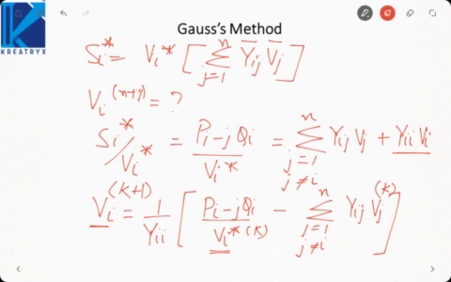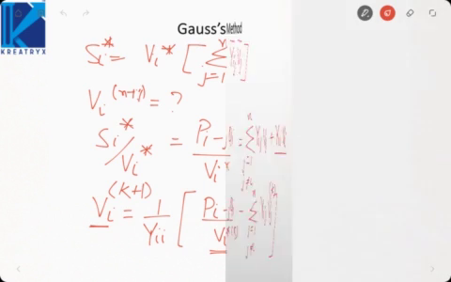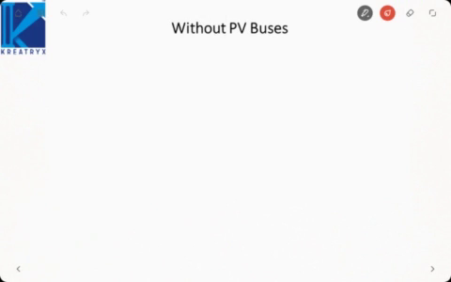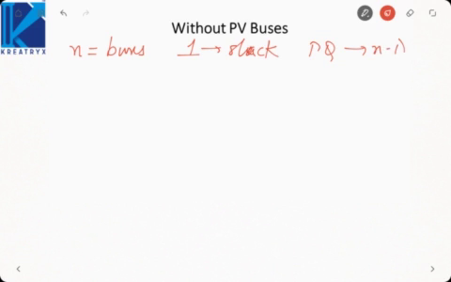Now let us see the step-by-step procedure to determine the bus voltage. First case we are considering is whenever there is no PV bus. Suppose there are n buses. One bus will be considered as slack. If there are no PV buses, then PQ buses will be n minus 1, because there are three categories: PV, PQ and slack. Now the first step is to construct Y bus.